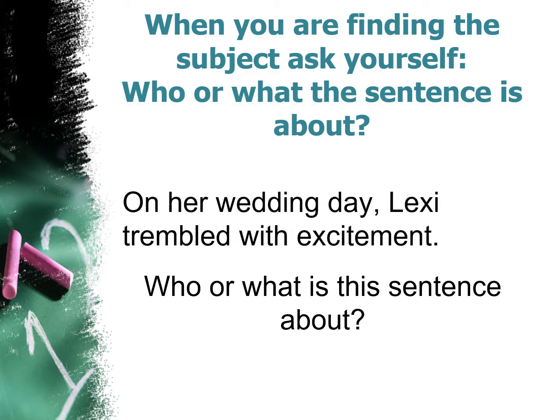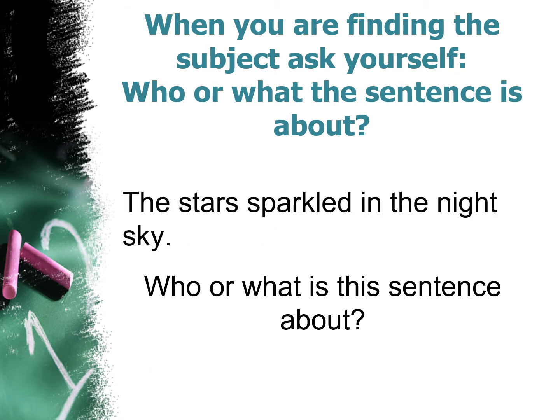On her wedding day, Lexi trembled with excitement. Who or what is this sentence about? In this example, it's Lexi. This is another sentence introduced by a prepositional phrase, but the verb again shows trembled. So you can ask yourself who trembled and see that it was Lexi. The next example is the stars sparkled in the night sky. In this sentence, the verb sparkled is referring to the stars, so the stars are the subject.